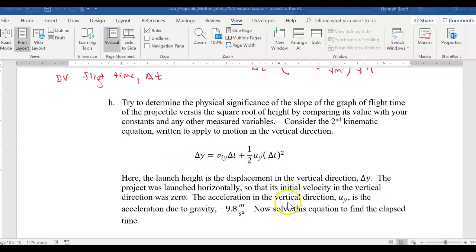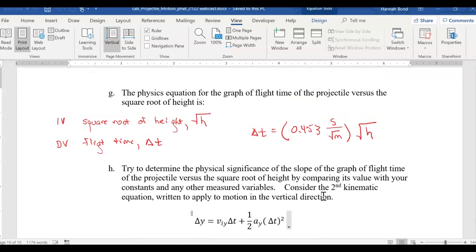Okay, this final webcast on the Projectile Motion Lab talks about the end of part 2. So we found a physics equation for the graph of flight time versus the square root of height.